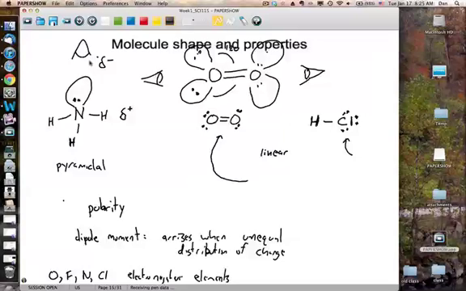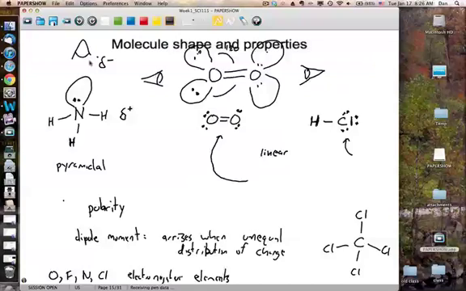Just because it has an electronegative element doesn't mean it's polar. For instance, if we take a look at CCl4, we would see an equal distribution. Why? Because this is a tetrahedral molecule, and all four of the chlorines jutting out are equal, meaning that this would have no significant dipole moment. So this would be a nonpolar molecule.